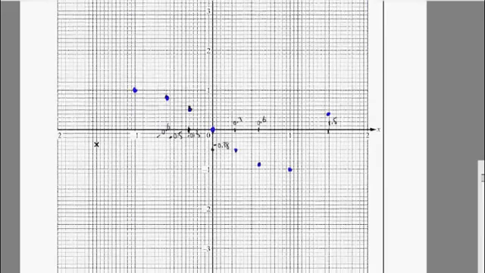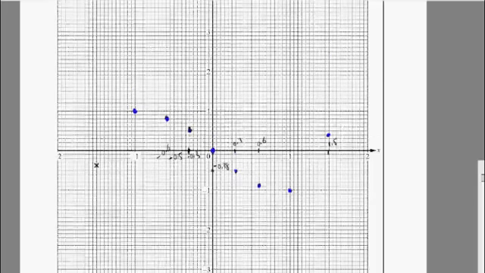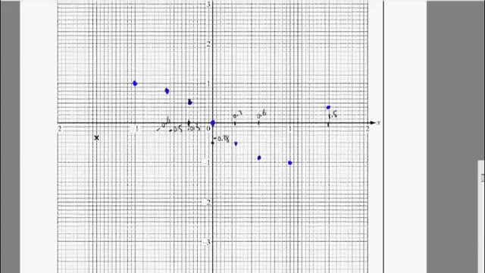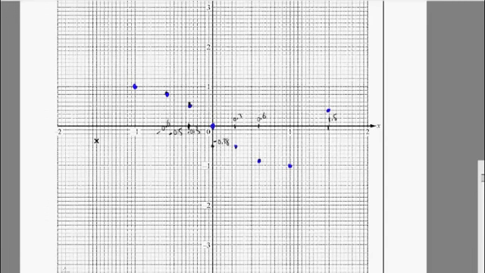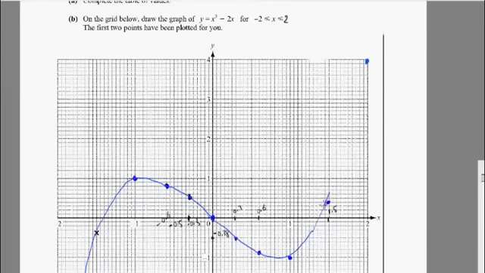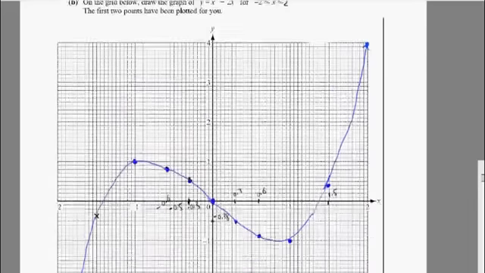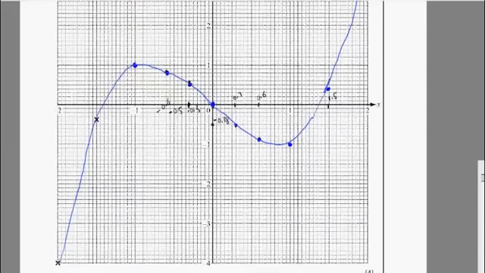So now we've plotted the points. Let's connect the dots. Now I'm going to attempt to make this smooth, although on this tablet, it is quite hard to draw sometimes. And that would be your graph. And that's 7 marks collected just by being patient and careful.